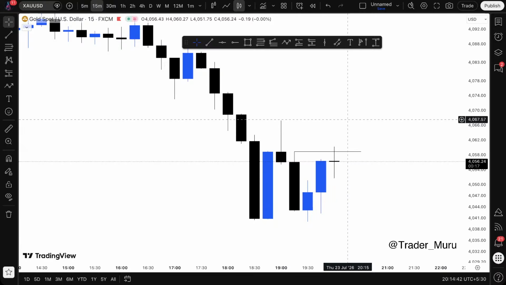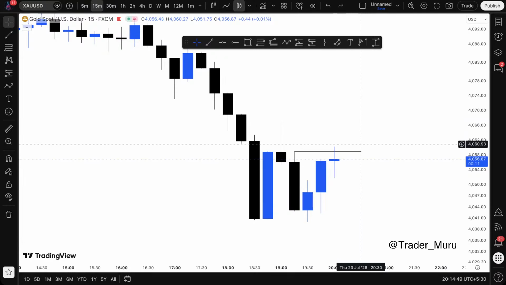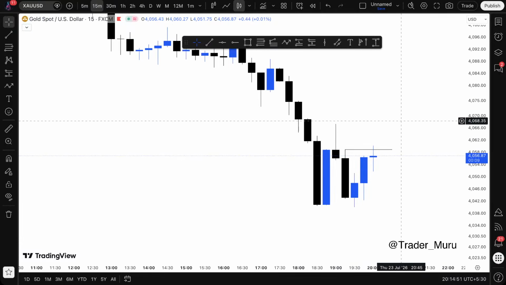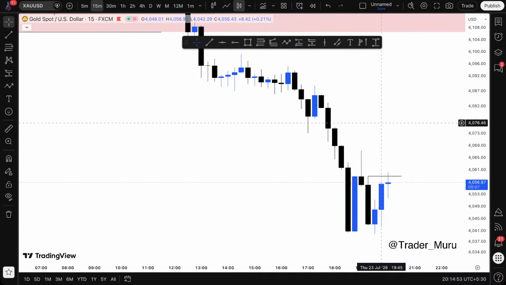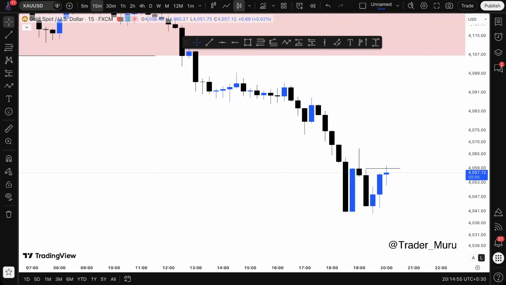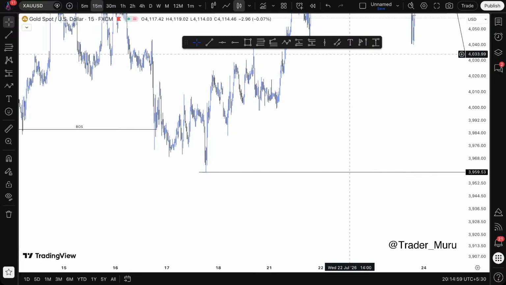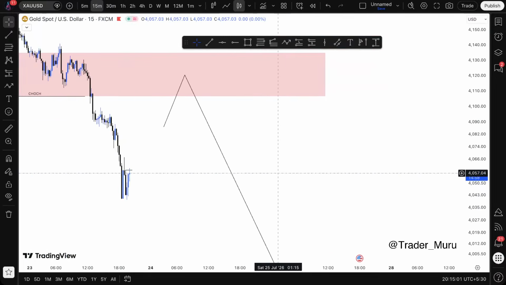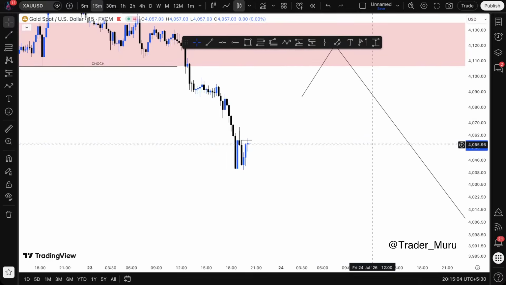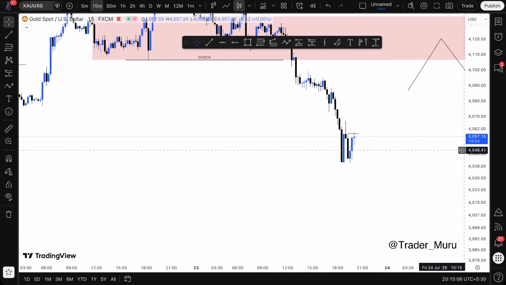Do you think gold will break the equal low liquidity at 3960 this week? Not this week. This week is a less possibility, but next week there is a high possibility that we will see a low break. And next week I'm expecting price near 3885 soon.